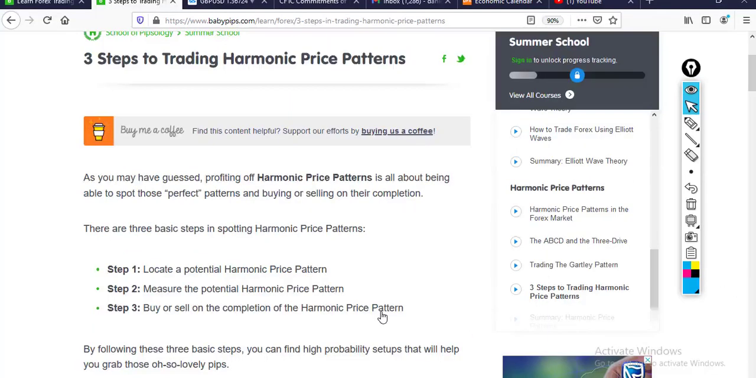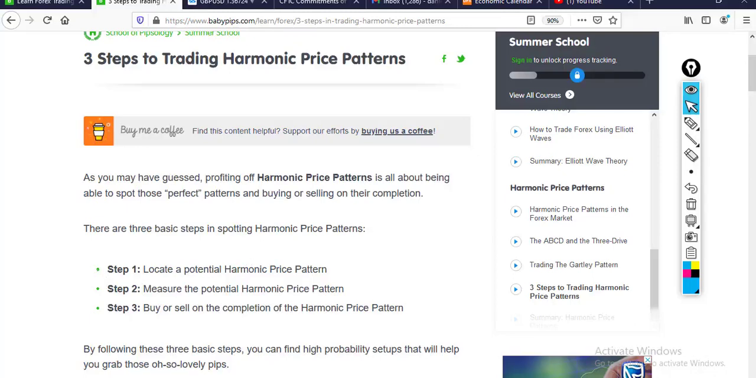So here we are, 3 steps to trading harmonic price patterns. From what we have learned so far, you already know that to be able to trade harmonic price patterns, you should have a very good eagle eye to spot those perfect patterns and buy or sell on those patterns upon their completion. So here are 3 basic steps in spotting harmonic price patterns.